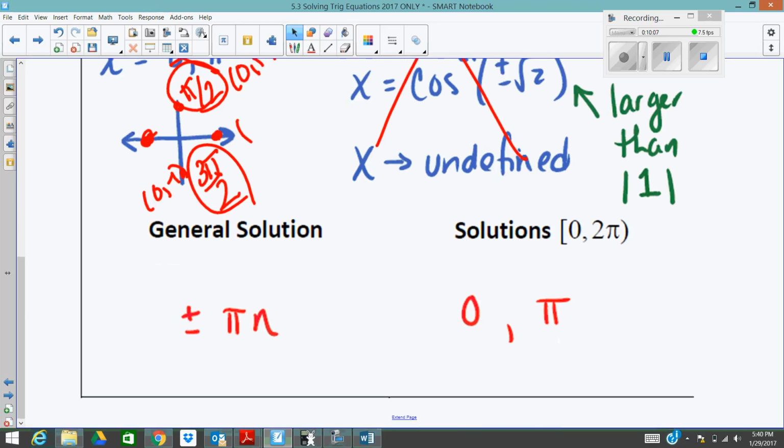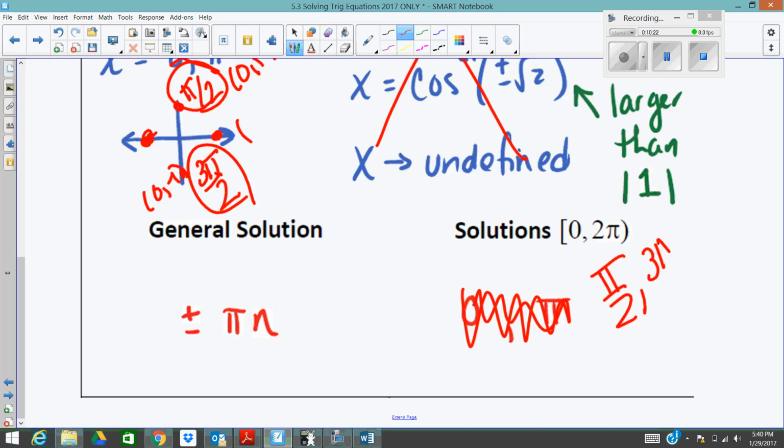So we get our general solutions. So we get our specific solutions between 0 and 2 pi to be pi over 2 and 3 pi over 2. And our general solutions will be pi over 2 plus or minus pi n, because again it's exactly pi apart, so we only need to keep adding or subtracting a pi.